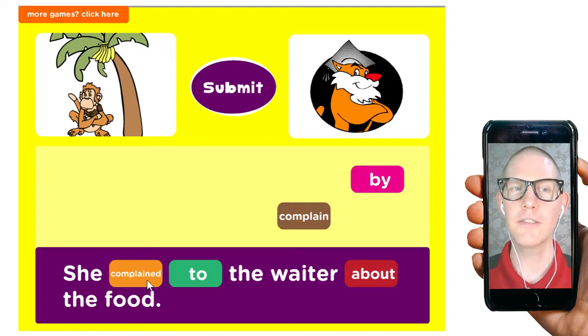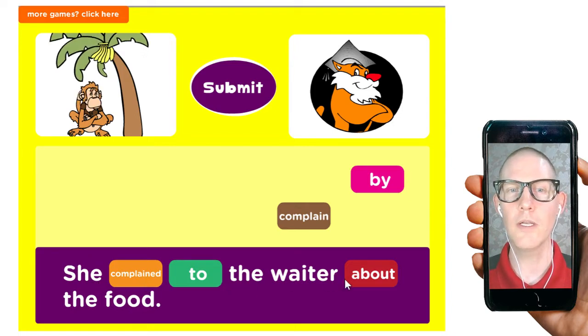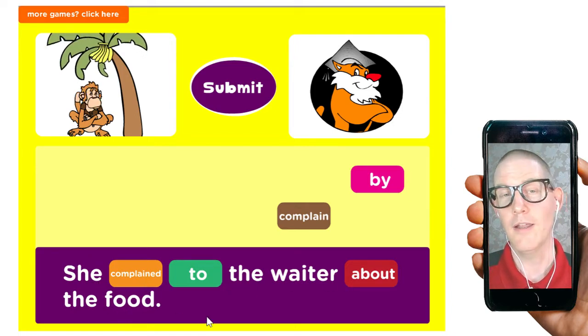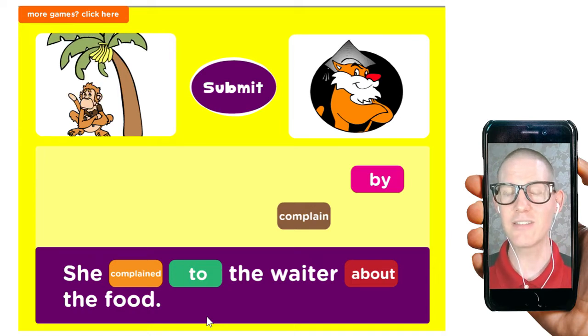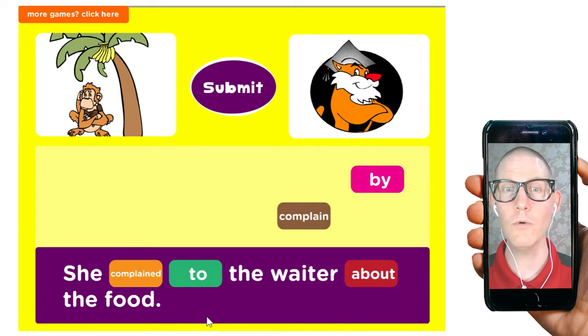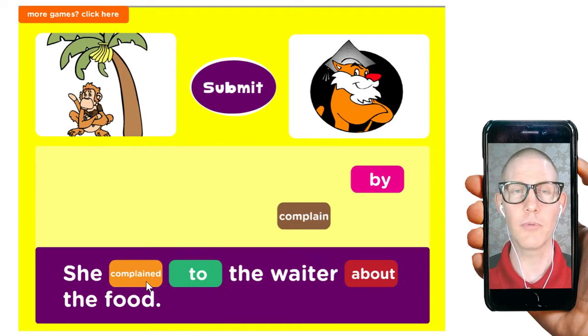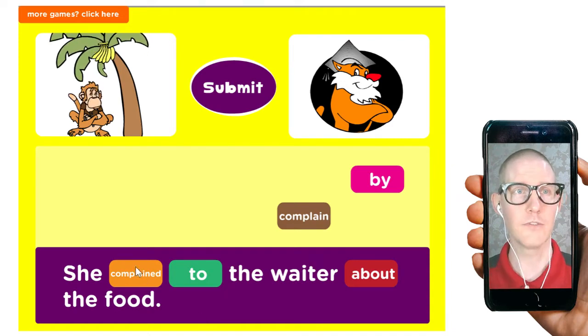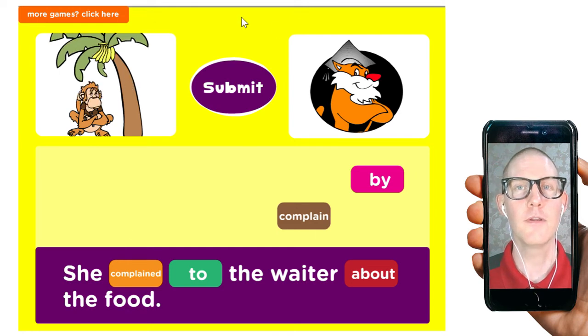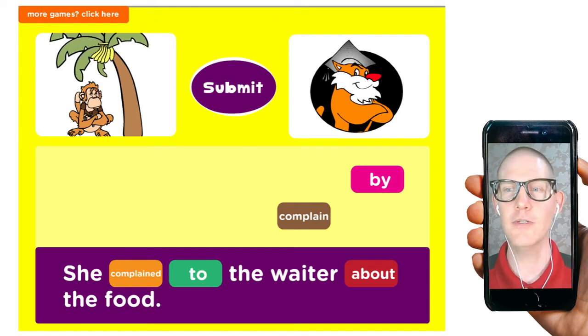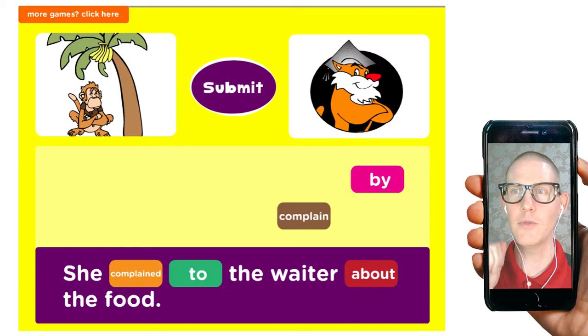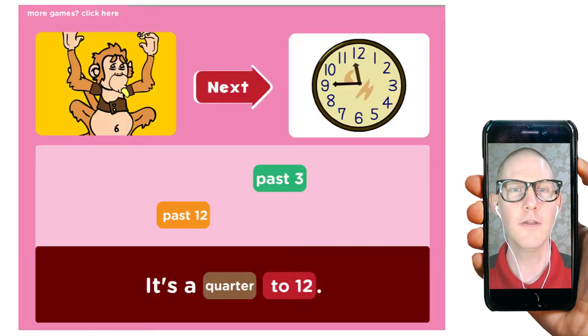So we're in the past tense, right? She complained to the waiter about the food. And she could have said it's too hot, it's too spicy, it's too cold, it's undercooked. You know, something's wrong with the food. So that's why she complained. Okay, all right, let's move to the next one. Oh, I see apples in the comments. That means you're doing pronunciation. Great. Okay, so let's do another time one.